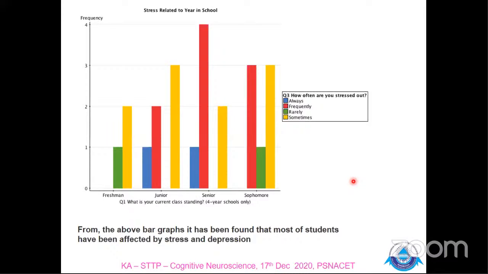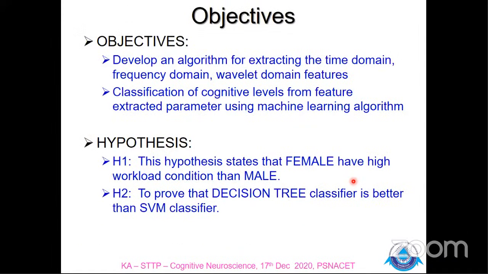In this study, we concentrate on students instead of higher-level, older people. We move on to the younger people's stress level. So what is the objective? To develop an algorithm to extract features and classify the cognitive level of the students, that is, whether the students are at a low, middle, or high cognitive workload.